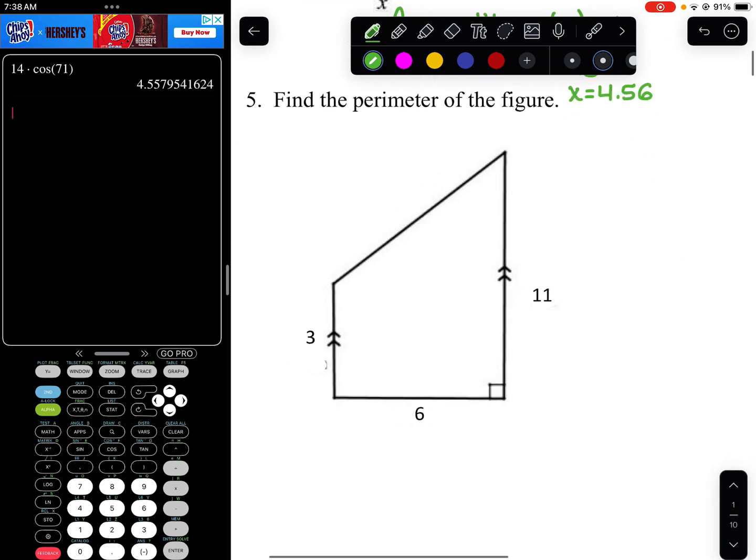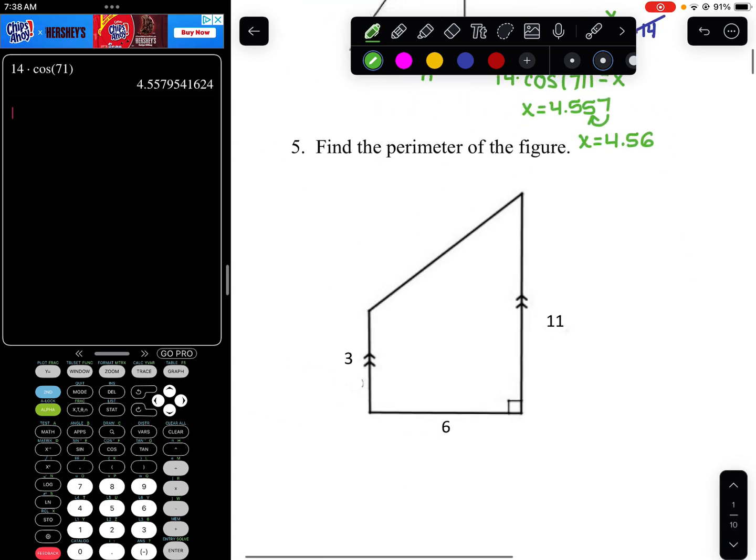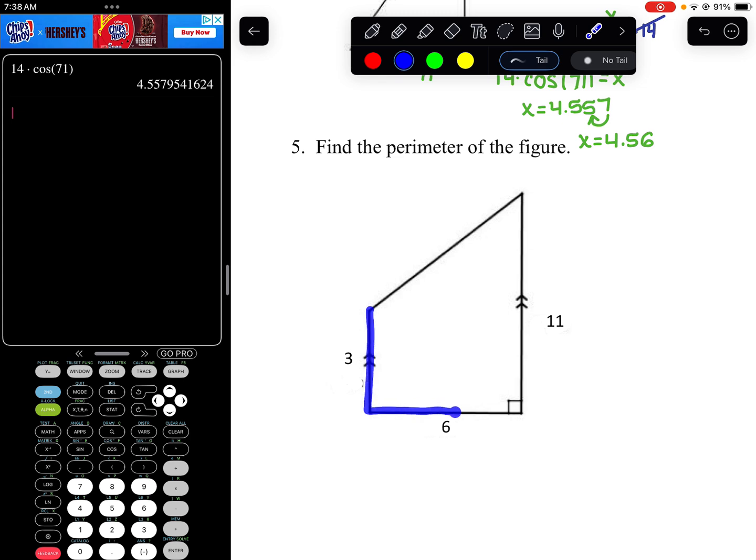Come down to picture number 5 with me. They want us to calculate perimeter. Remember, to calculate perimeter, you add up all your sides. We know most of our sides, 3, 6, and 11, but we are missing this 4th side. Notice they give you a right angle.